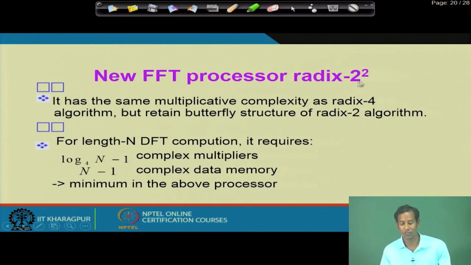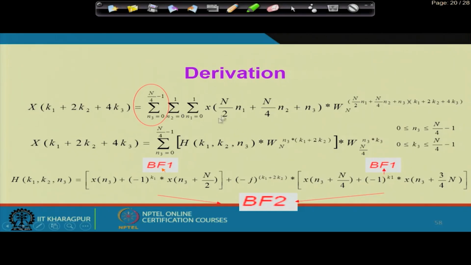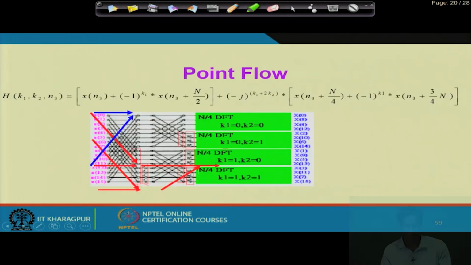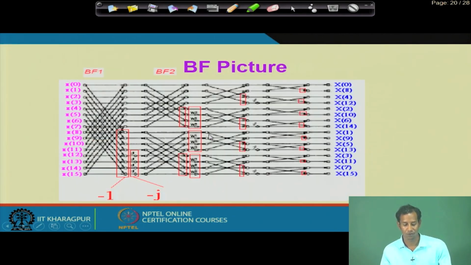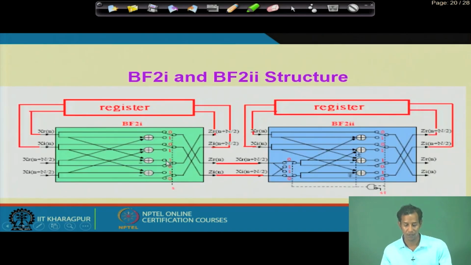Okay. So, this is one of the newer FFT processors where we use radix 2 square, and this is the equation showing how we derive it and then implement it. This is the radix 2 square implementation we have already discussed. In radix 2 square we have butterfly unit 1 and then butterfly unit 2. Here the intermediate results are stored and then it runs serially.